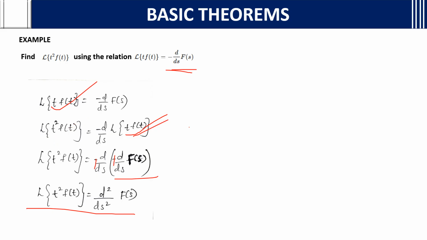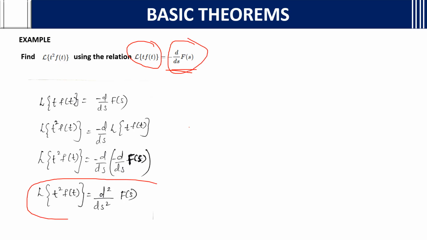What you need to remember is that the Laplace transform of t into f of t is minus d by ds of f of s. The Laplace transform of t square f of t is nothing but double differentiation, that is d square by ds square of f of s. Understood? Here there is no minus sign, there there is a minus sign. This is very important. This question was asked in the previous question paper.